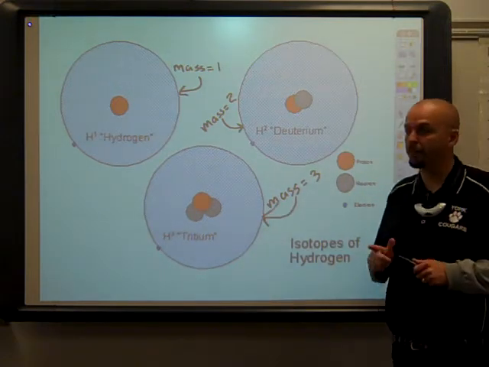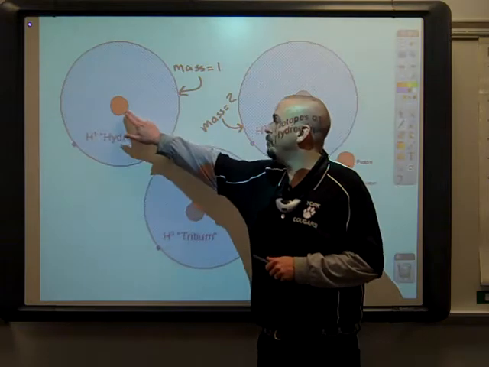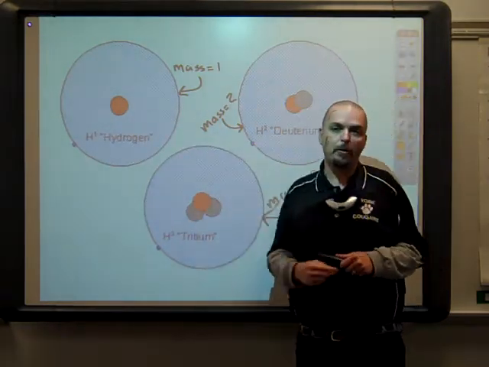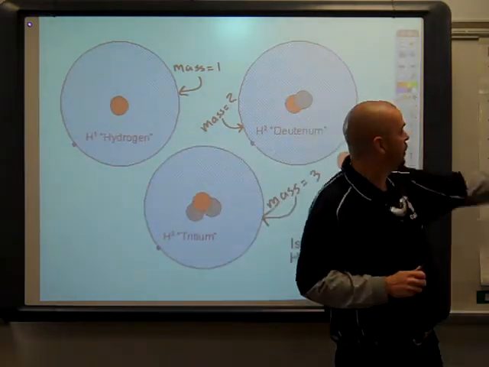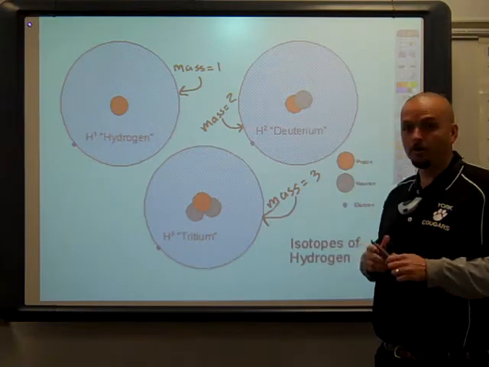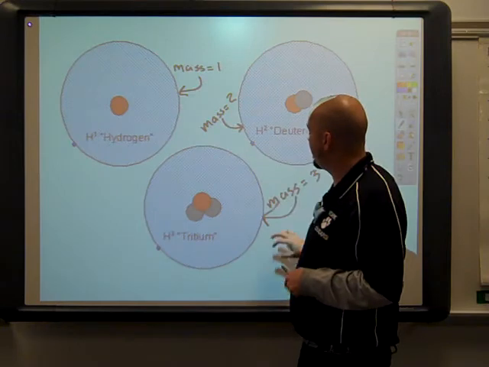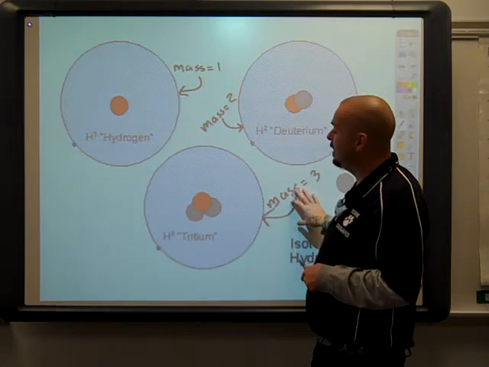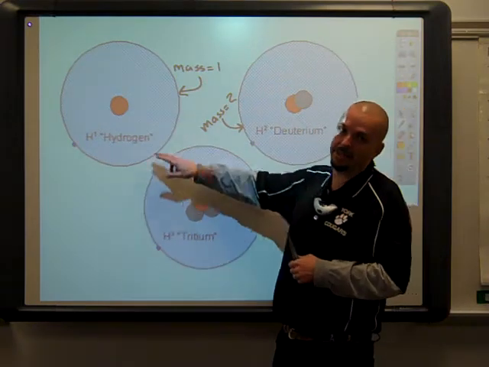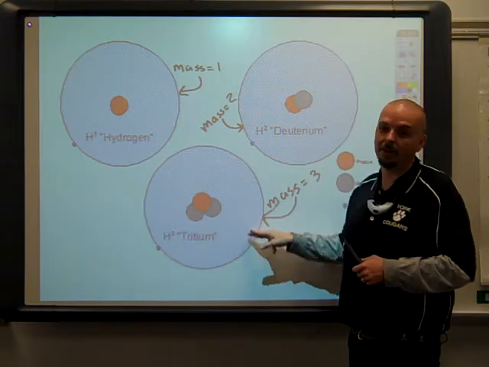They're all hydrogen, and the reason why they're all hydrogen is because they all have 1 proton. If you have 1 proton, your atomic number is 1, you are hydrogen. They're all hydrogen, but what makes them different is their mass. This is the lowest mass, this is the highest mass. Again, it's kind of like people. This is the skinny hydrogen, that's the heavier hydrogen.